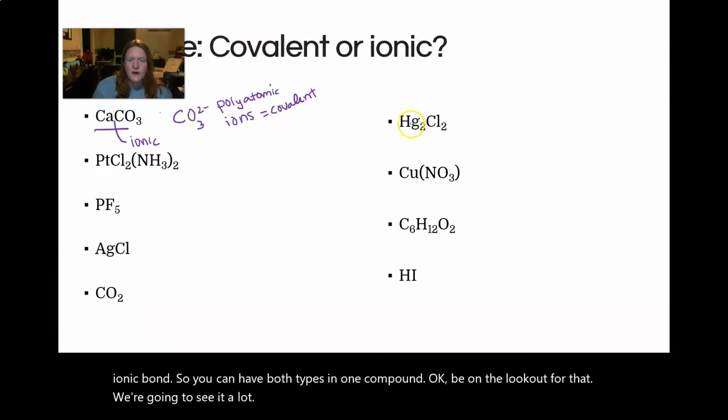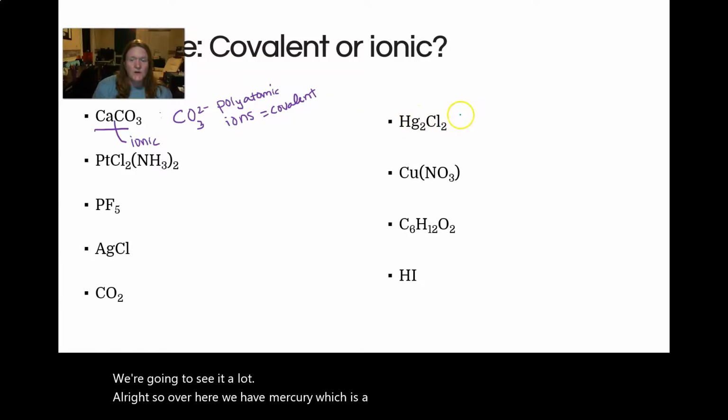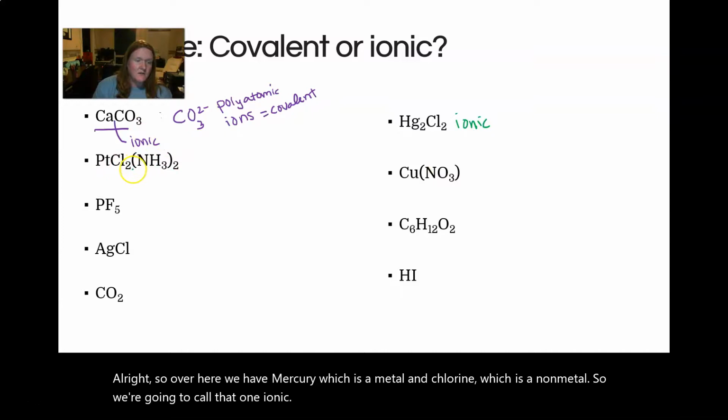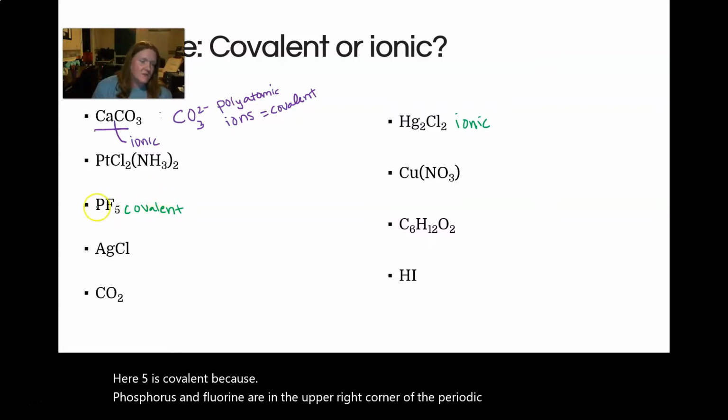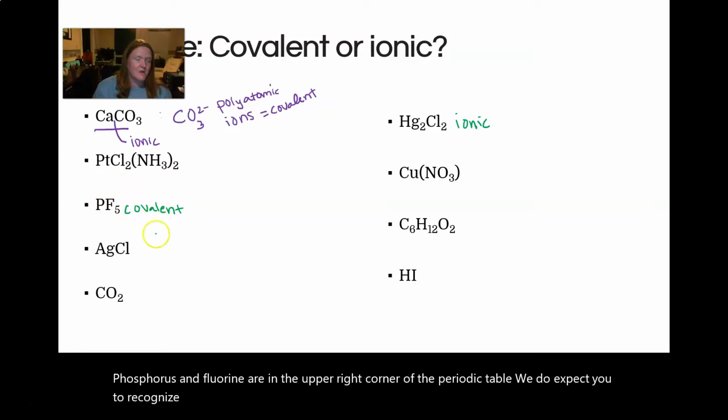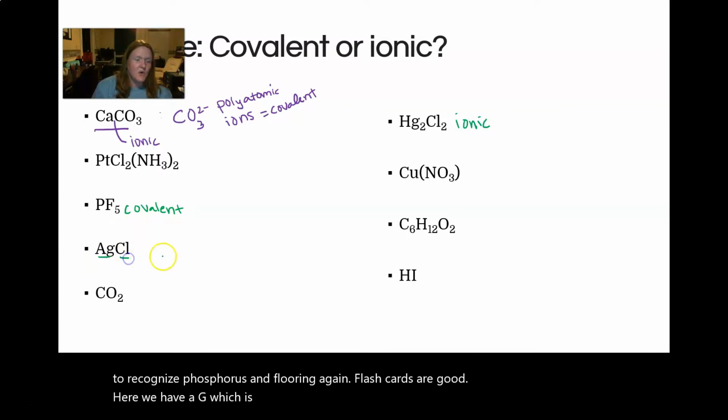All right, so over here we have mercury, which is a metal, and chlorine, which is a nonmetal, so we're going to call that one ionic. Over here, we'll come back to that one. PF5 is covalent because phosphorus and fluorine are in the upper right corner of the periodic table. We do expect you to recognize phosphorus and fluorine. Again, flashcards are good. Here we have Ag, which is a metal, silver, and chlorine. We should recognize those two elements also. So silver and chlorine, that's ionic because we have a metal and a nonmetal.